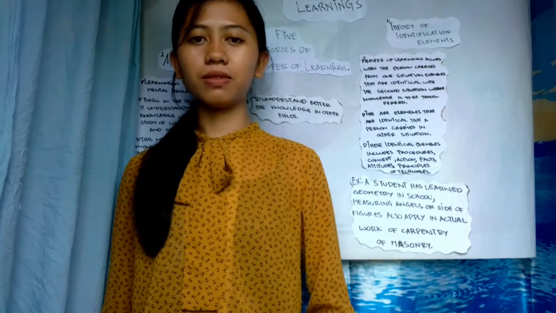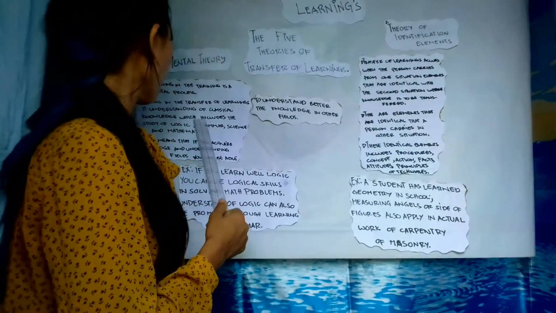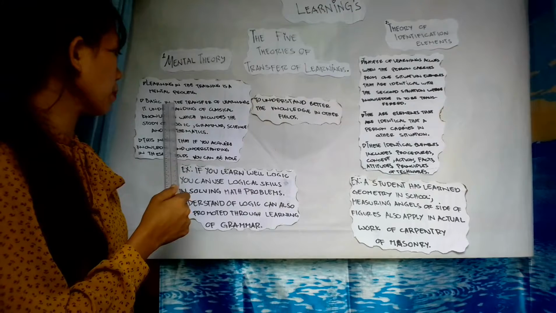So after we discuss the types of transfer of learning, now we will proceed to the five theories of transfer of learning. The first theory of transfer of learning is the mental discipline theory. What is the mental theory? The mental theory is that the learning in the training is a mental process.